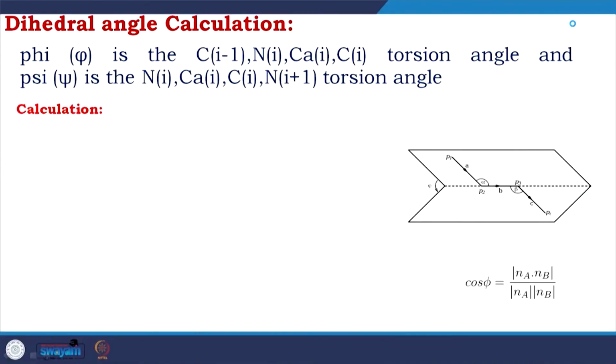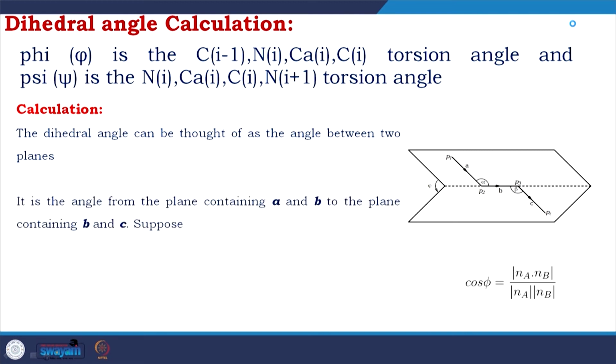We have already talked about phi and psi. Phi is C i minus 1, N i, C alpha i and C i. So, it is a torsion angle, and psi is N i, C alpha i, C i and N i plus 1. So, you could see the angles. The dihedral angle can be thought of as the angle between two planes. We have already talked about this when we were talking about proteins, so I am quickly going through.